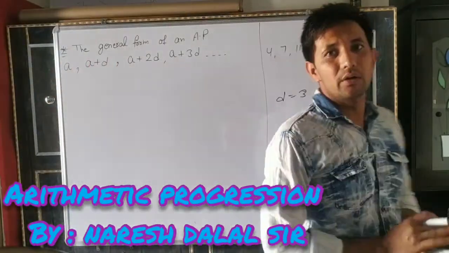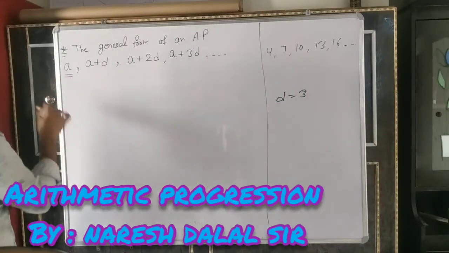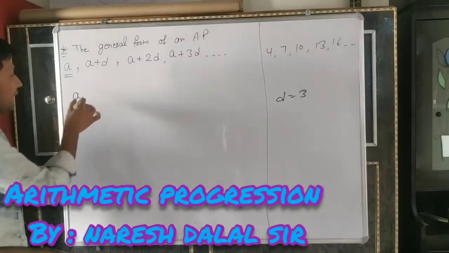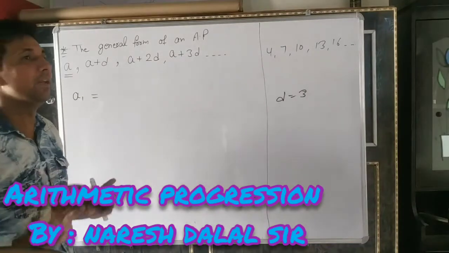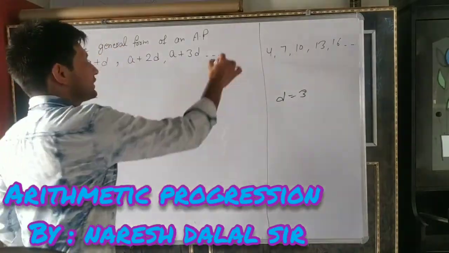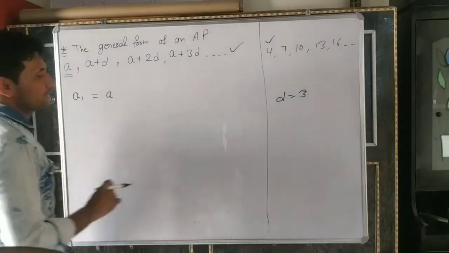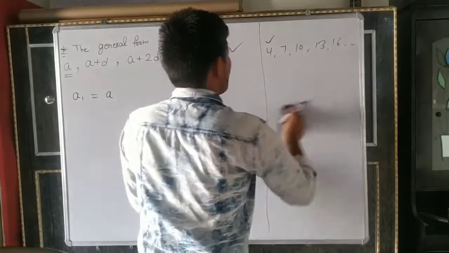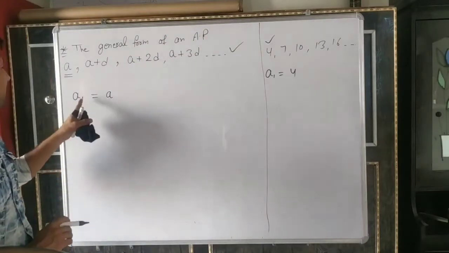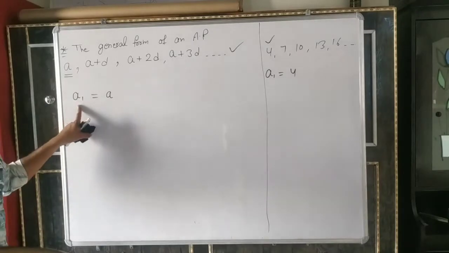Understand? We can write or not? So now dear, always remember, we call A the first term, A1. So we will always denote the first term as A1. A1 means the first term of an AP. There are two examples of the APs. The first term of the AP is A. If I ask you what is the A1 value here, A1 is 4. Always remember A1 is always equal to A. A1 means the first term of an AP.